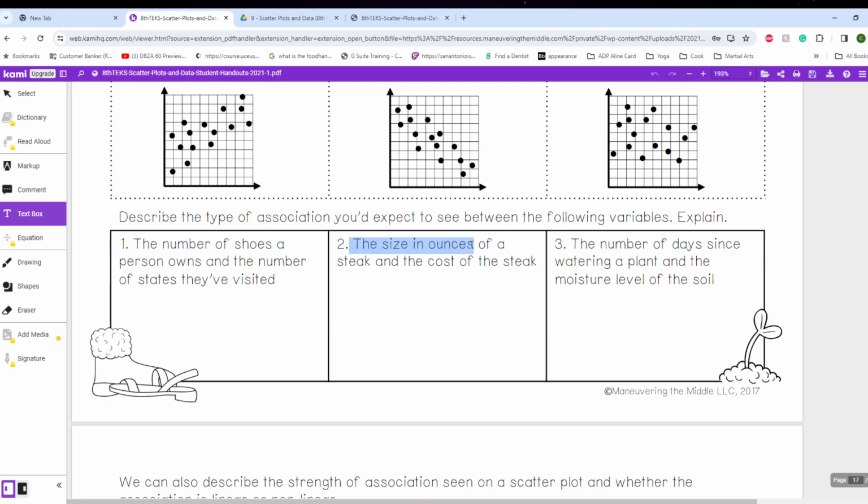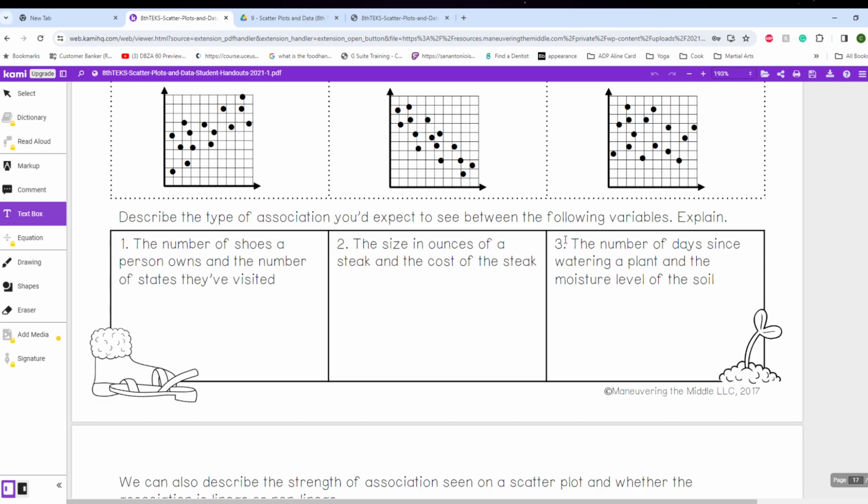Let's look at the next one: the size in ounces of a steak and the cost of a steak. Well, generally, when I go to a restaurant, I order a big steak and it costs a lot more. So I would say yes, there's a positive association. As the steak size increases, the cost increases. Unless, of course, you're ordering like Wagyu or something. You fancy pants, you.